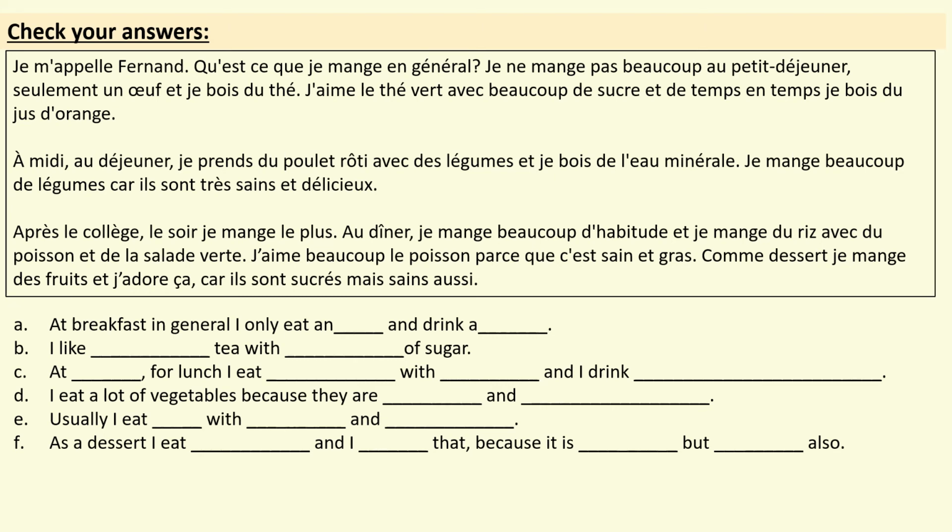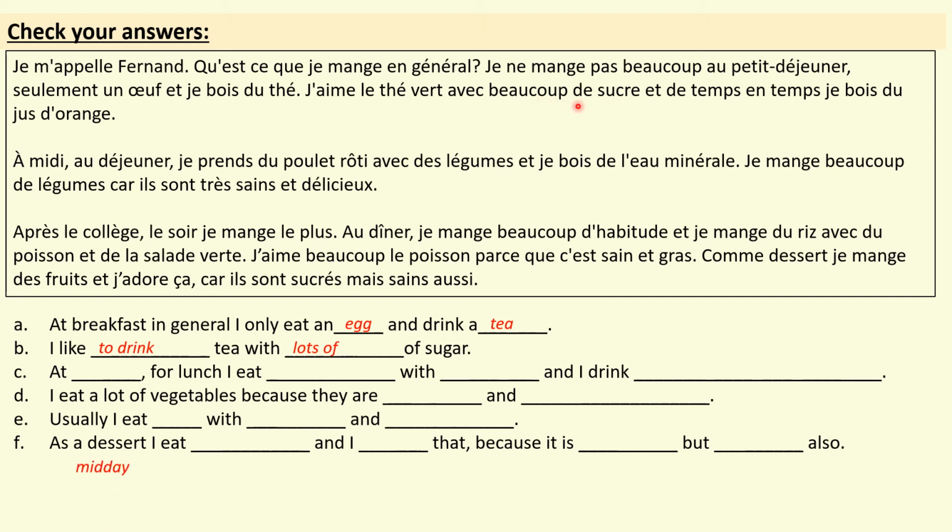Okay, let's check those answers now. So at breakfast in general, I only eat an œuf, an egg, and drink du thé, tea. Good. J'aime le thé vert. I like to drink tea with lots of sugar, beaucoup de sucre.